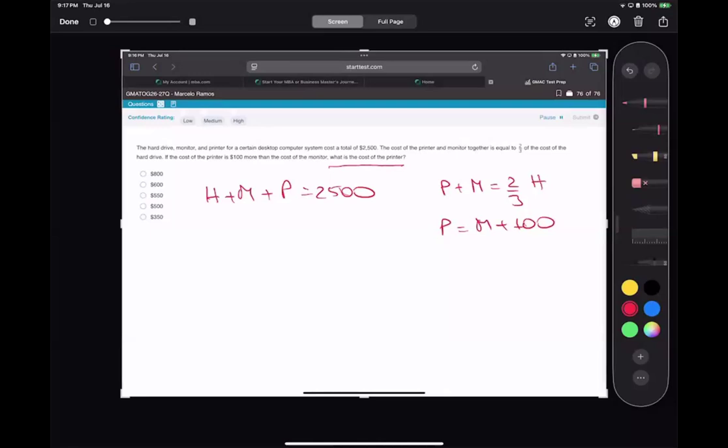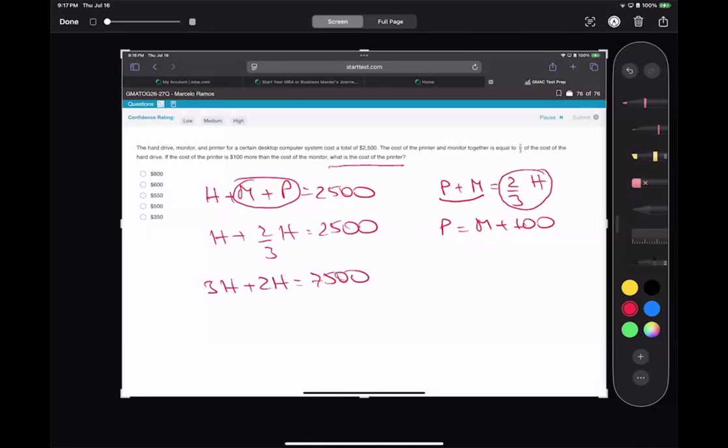Well, I don't want to change. I will do something like that. P plus M is this, so I will substitute here. H plus 2/3 of H is equal to 2,500. 3H plus 2H is equal to 7,500 because I need to distribute. 5H is 7,500. So H is 1,500. Is that correct?